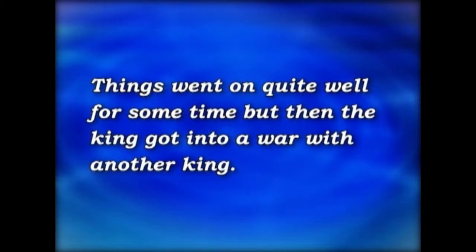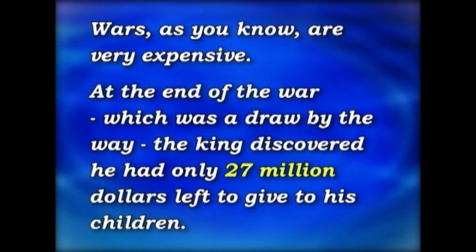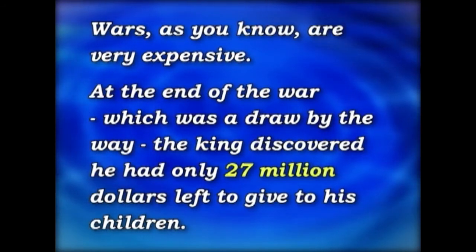Well, things went on quite well for some time, but then the king got into a war with another king. Wars, as you know, are very expensive. At the end of the war, which was a draw by the way, the king discovered he had only $27 million left to give to his 12 children.